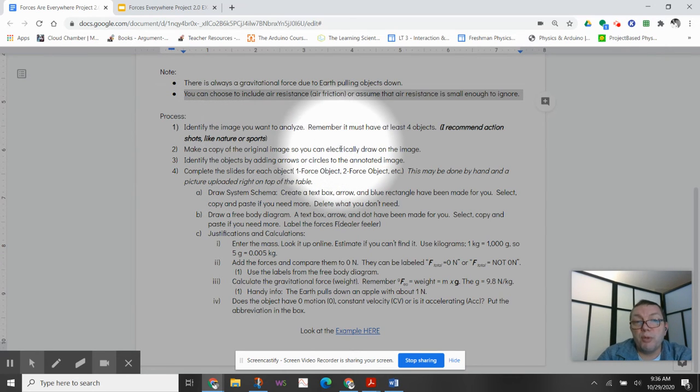Make a copy of the image, especially if this is a family portrait or family picture of some sort. You want to make sure that you're not digitally drawing on the only copy that your folks have. Then in that image, you're going to have to identify the objects by adding arrows or circles to highlight the things in there that you're studying. So we'll switch to a sample right now.